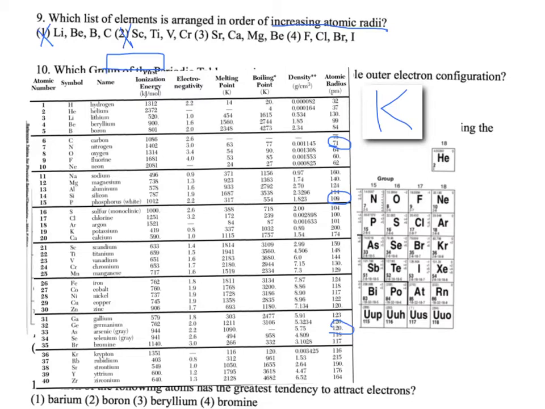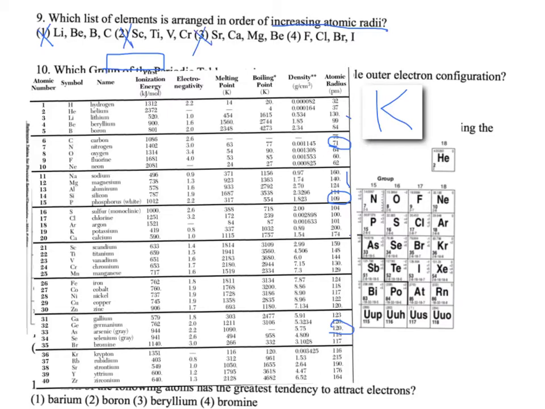Next we have strontium, calcium, magnesium, and beryllium. Here you can see calcium is number 20, which has an atomic radius of 174, and then magnesium, which is number 12, has the atomic radius of 140, and then beryllium, which is number 4, has 90. So this is decreasing also.